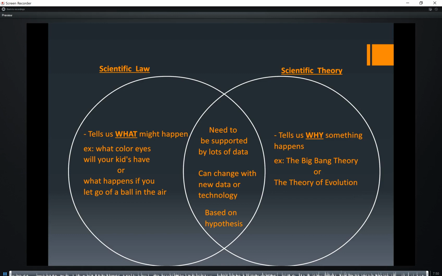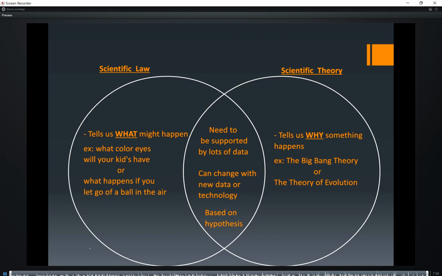So finally, I want you to draw this picture, comparing and contrasting scientific law and scientific theory. So the first thing is the scientific law will tell you what happens. Example, what color eyes will your kid have? Or what happens if you let a ball go in the air? So this one is the law of heredity. And then the scientific theory tells us why something happens. Example, the Big Bang Theory, or the theory of evolution.